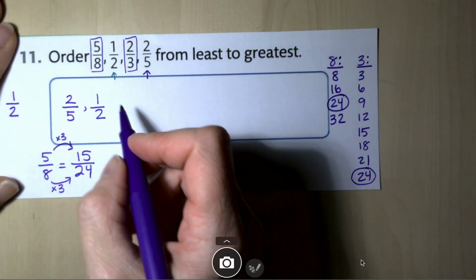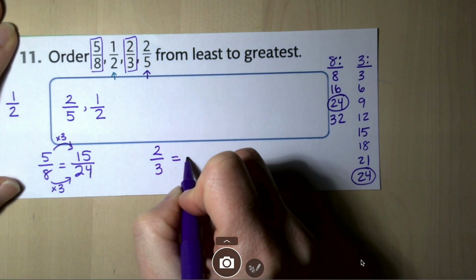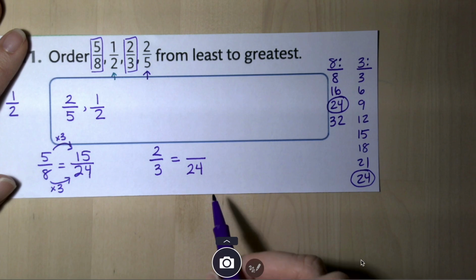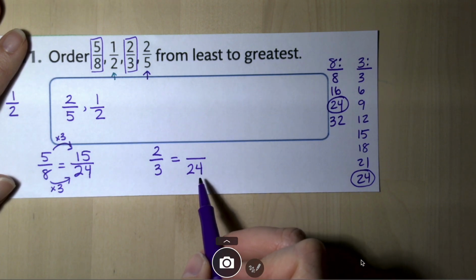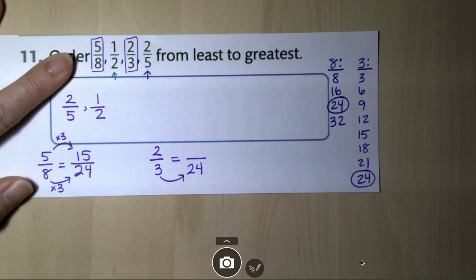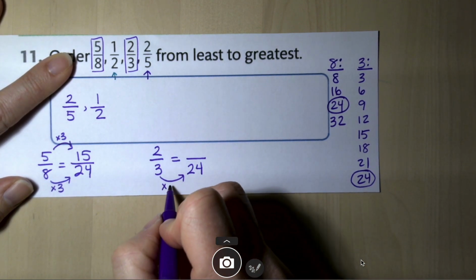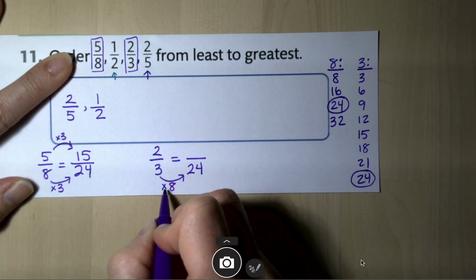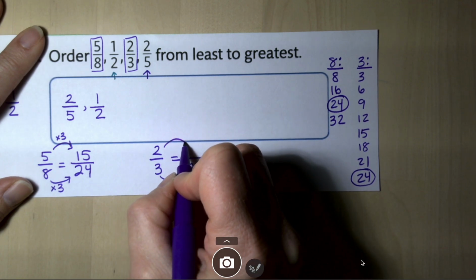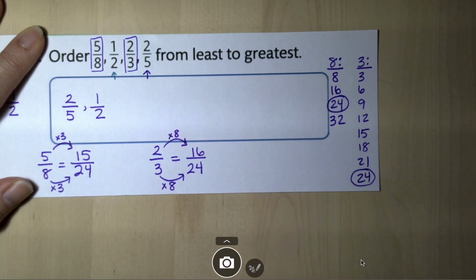Now I'm going to look at 2/3. 2/3 is equivalent to some fraction with 24 in the denominator. So I need to ask myself, what times 3 is 24? And if I know my multiplication facts, I know that's 8. 3 times 8 is 24. So I need to do the same thing to my numerator. 2 times 8 is 16.